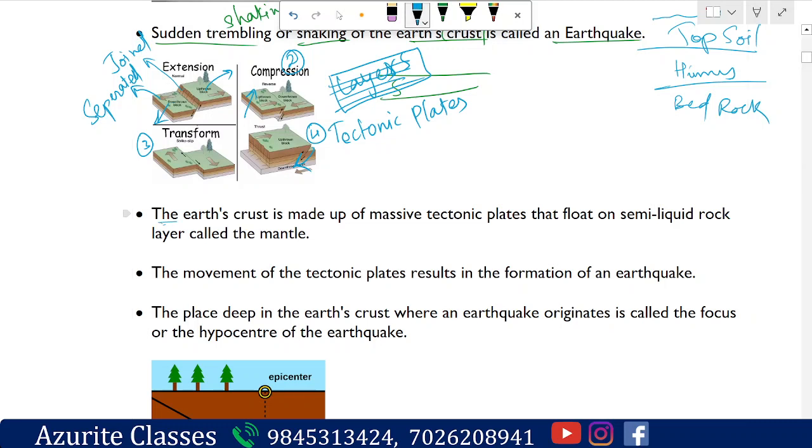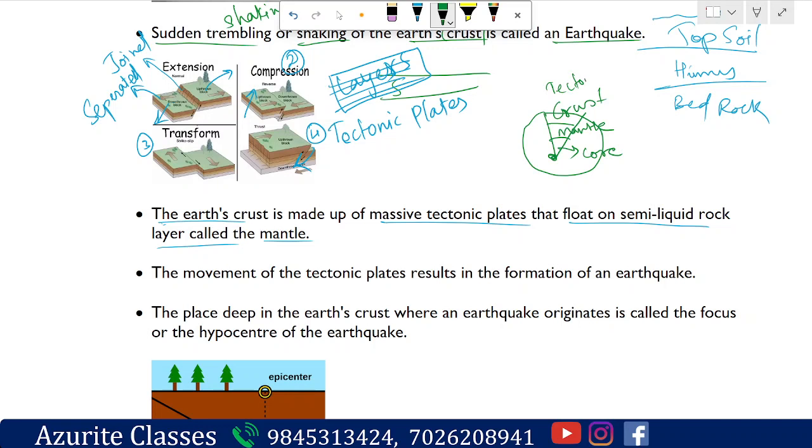So next point, the earth's crust is made up of massive tectonic plates that float on the semi liquid rock layer called mantle. If you take the earth, this is the crust, this is the mantle, and the center point is the core. The earth crust has tectonic plates in it.